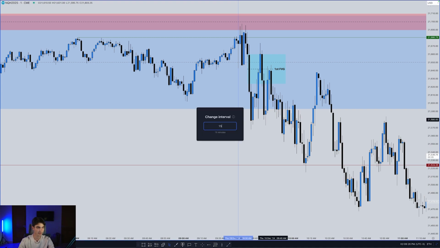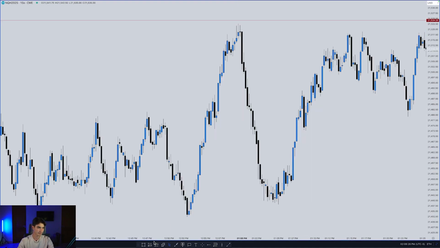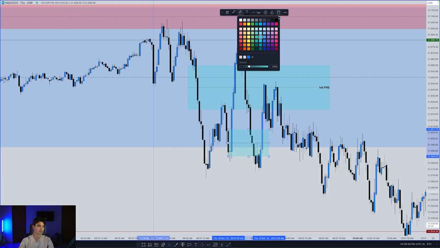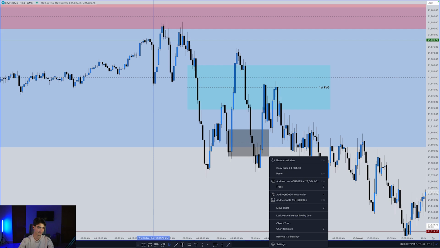So let me go and show you where I took my entry. Once we traded higher, we broke down from the first fair value gap as we were trading inside this 15-second breaker. I'm selling short in here.